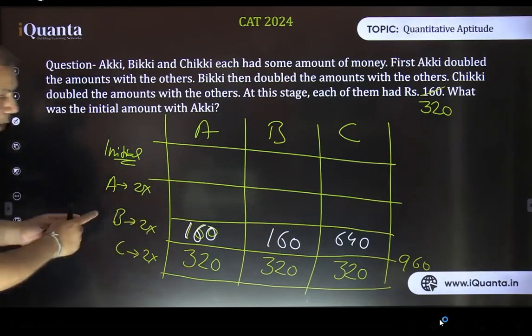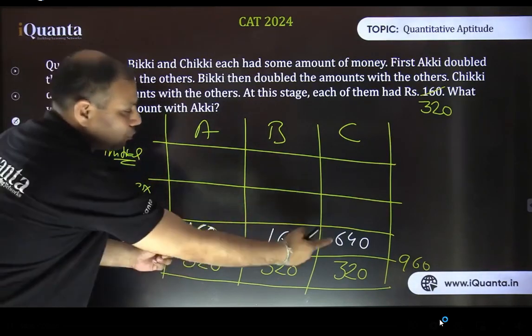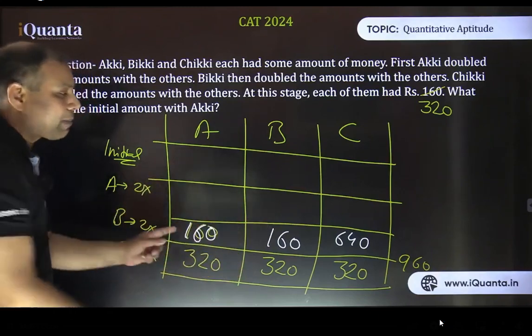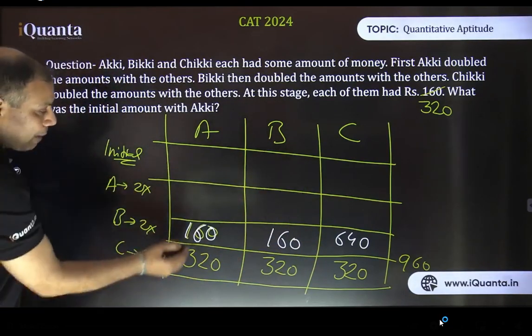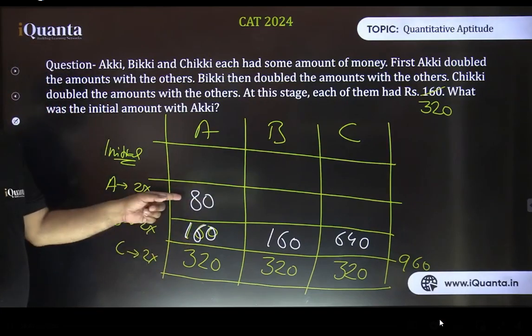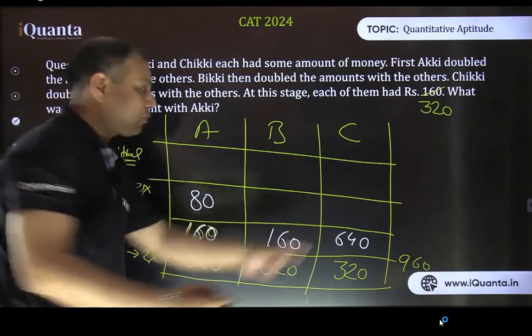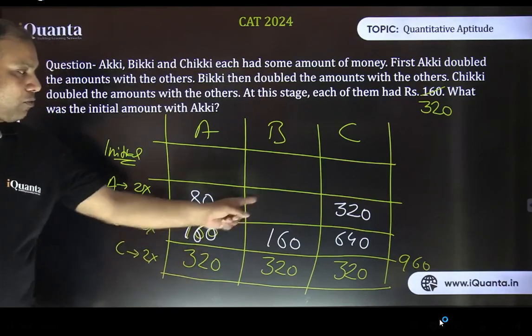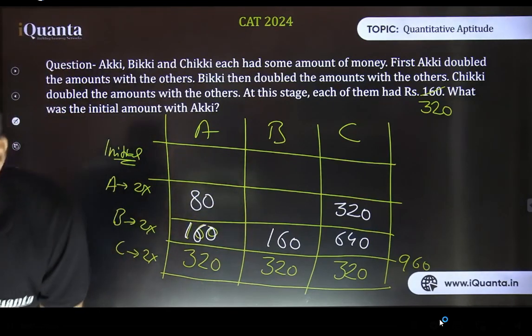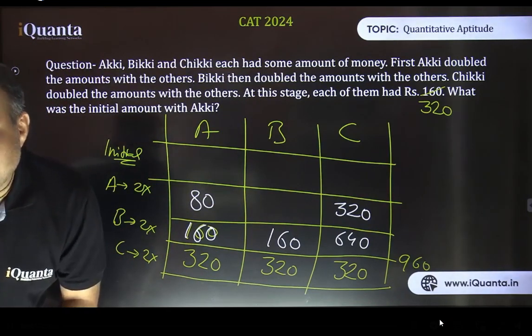Right. Okay, now this situation happened when B has doubled the amount of others. So whose amount did B double? B has doubled the amount of A and C. That means prior to this, A and C must have half the amounts, right? So the amount with A must be half of 160, that is 80. Same way, the amount of C must be half of 640, that is 320. Yes or no? Now figure out the amount with B here, please fast. What would have been the amount with B here? Isha has already done that. It is 560.